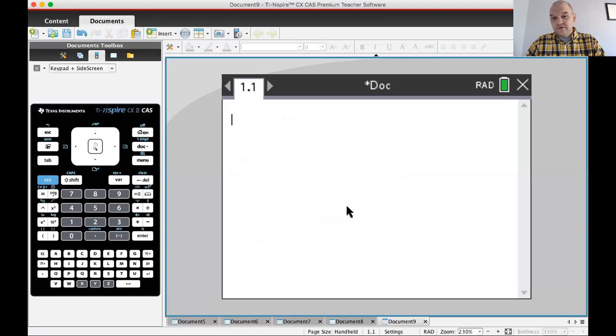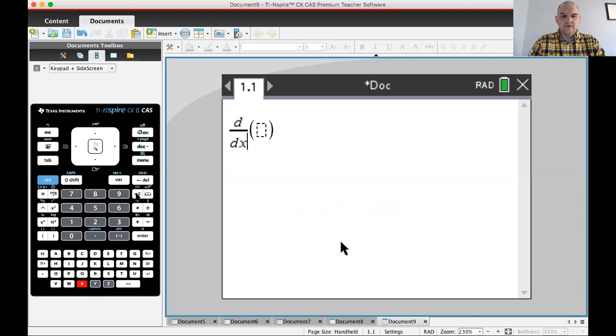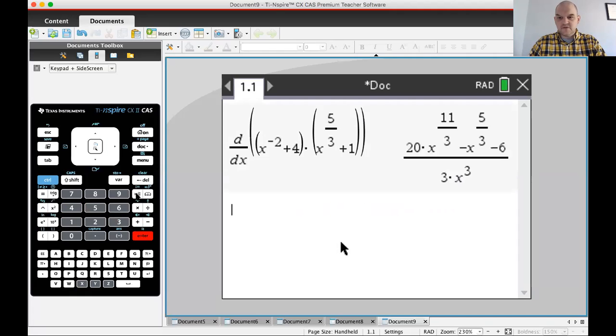Obviously your calculator is a phenomenal resource on these problems. So I just need the derivative. So derivative with respect to x of x to the -2 plus 4 times x to the 5/3. This is like, I'm gonna feel so depressed when this is wrong. 20x to the 11/3 minus x to the 5/3 minus 6 over 3x. Yes, we got it. All right, so that was right.